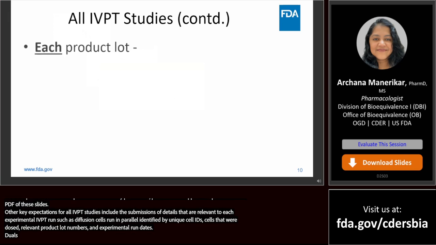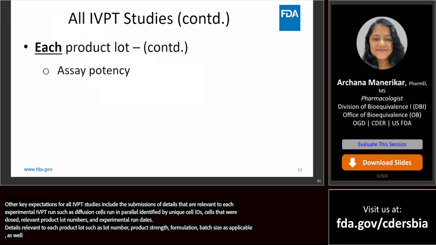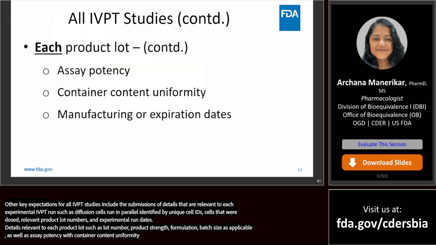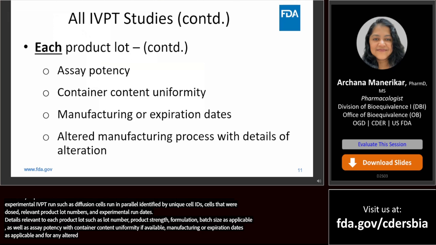Details relevant to each product lot, such as lot number, product strength, formulation, batch size as applicable, as well as assay potency with container content uniformity if available, manufacturing or expiration dates as applicable, and for any altered formulations, rationale for the alteration made, and description of the altered manufacturing process.